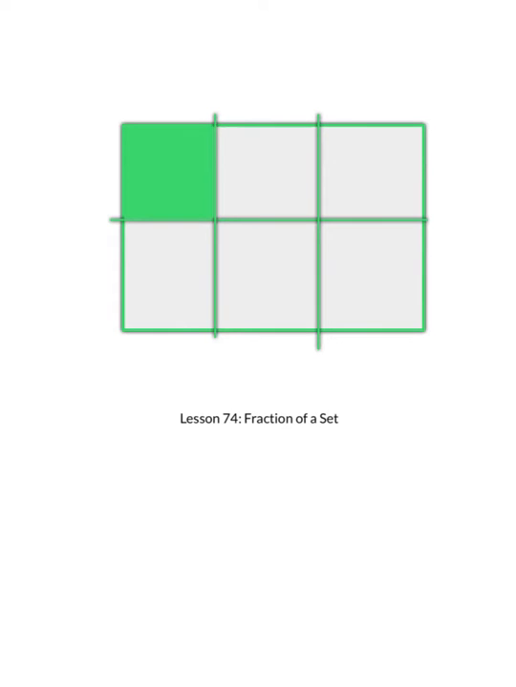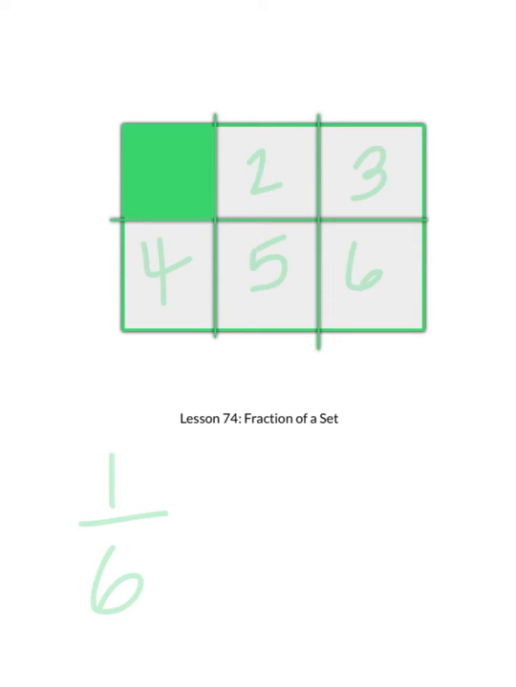Now if this was written like a fraction, what fraction of this rectangle would be shaded? Correct, it is 1/6 because we have 1, 2, 3, 4, 5, 6 total boxes and only one filled box.